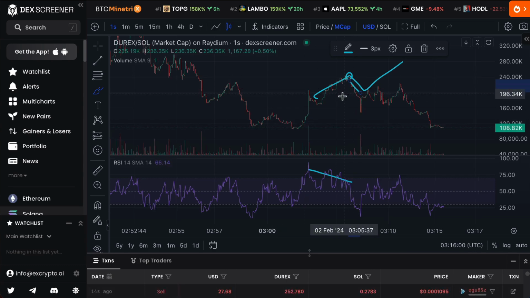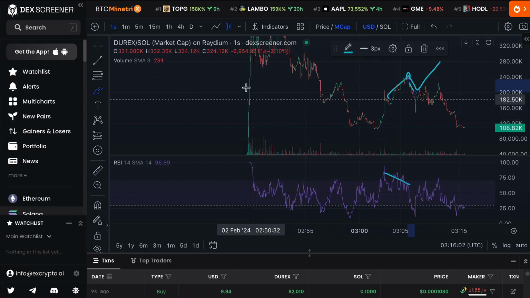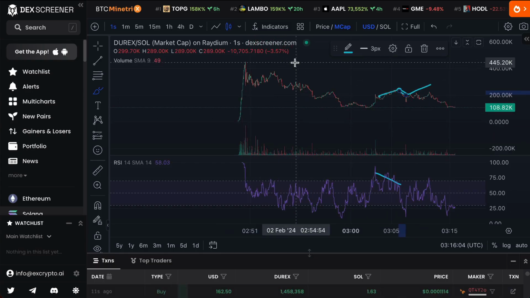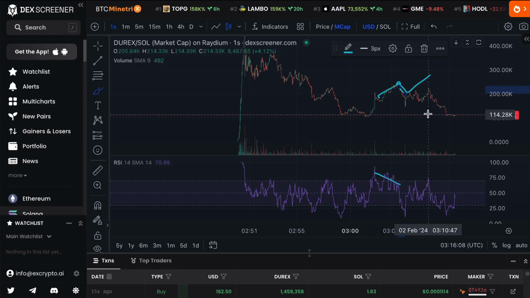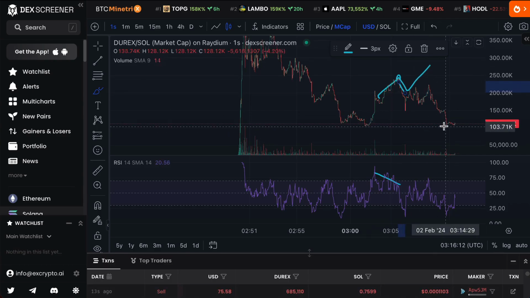But you never know which ones are going to run higher, because obviously the high here was all the way at 400-500. So if we got a bit more momentum and a bit more buying pressure, it could have done a lot better. But anyway, now it's selling off.